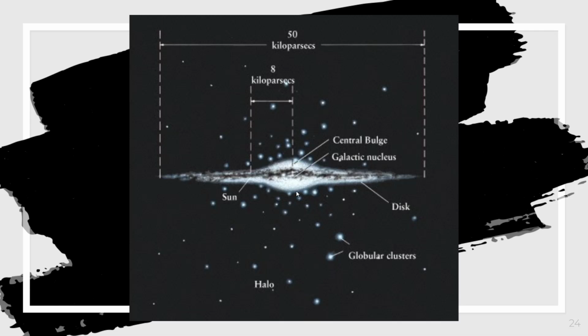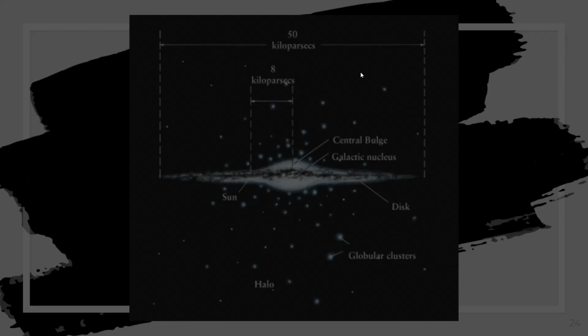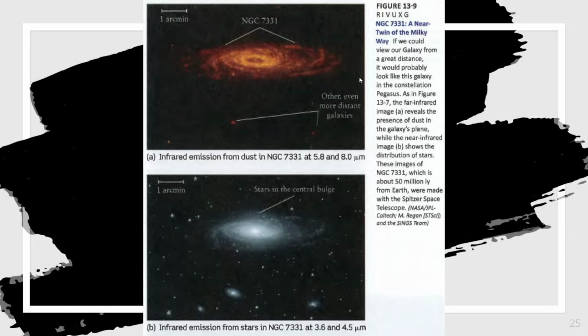We have the central bulge right here. We have the entire disk like this. And then these stars are the halo stars that kind of make this a circle. There's obviously not nearly as many halo stars as there are stars in the disk.